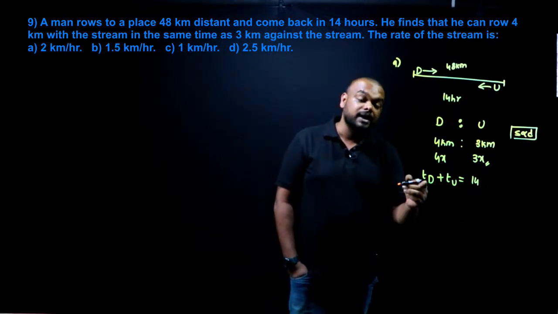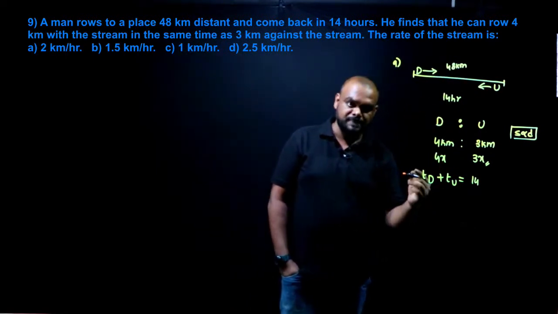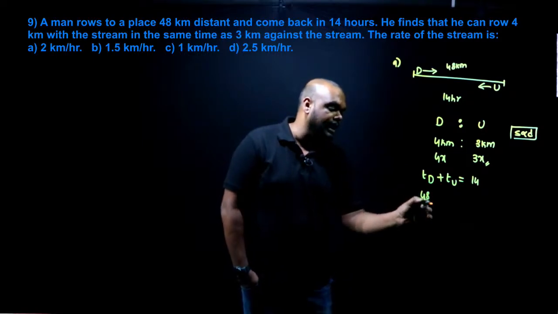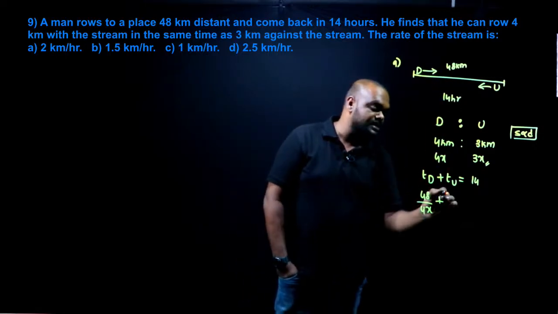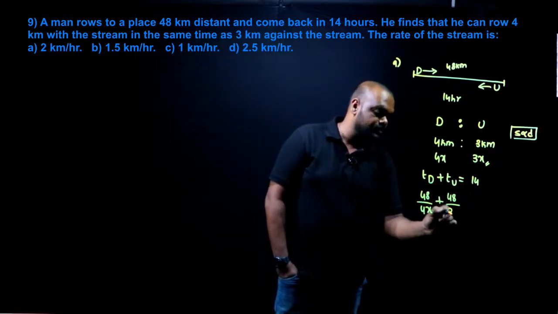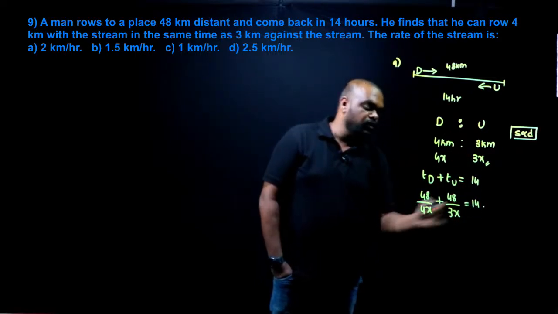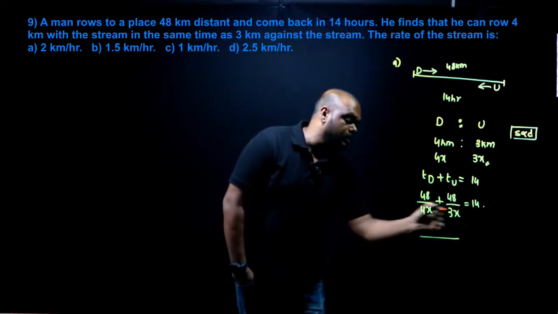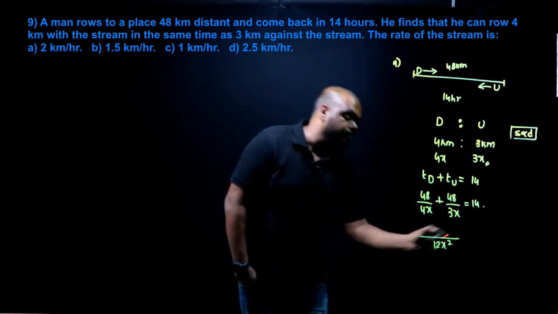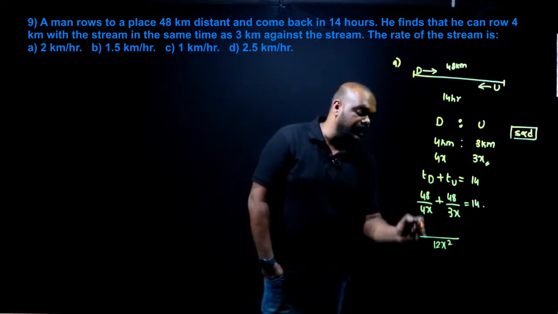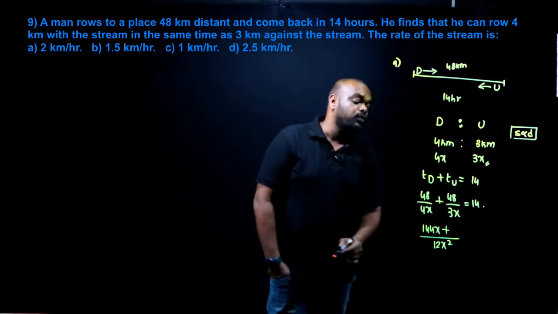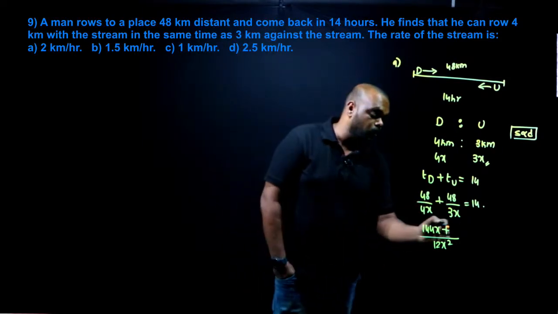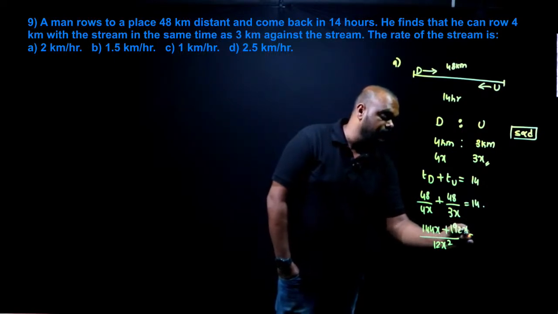How do I calculate time taken during downstream? Distance by downstream speed. What is distance? 48. What is downstream speed? 4x. Plus time taken during upstream, distance by speed. Which speed? Upstream speed. What is upstream speed? 3x. That is equal to 14. So if I do this, I'll get 4x into 3x is 12x square. Now 48 into 3, that will be 144x, plus 4x into 48, that will be 192x. That is equal to 14.